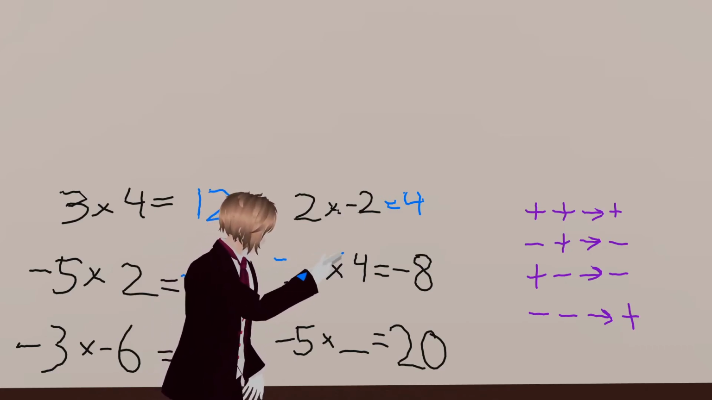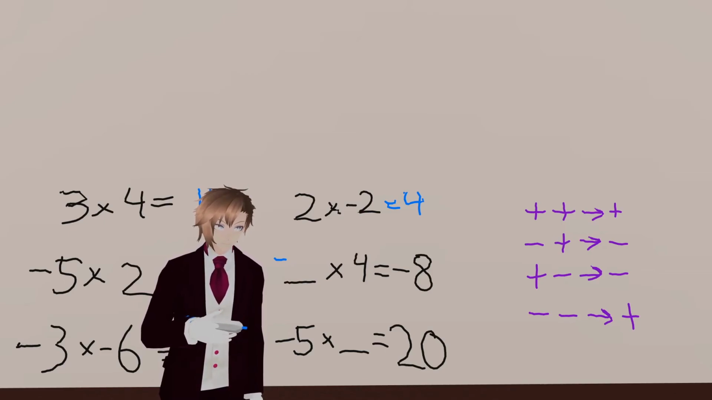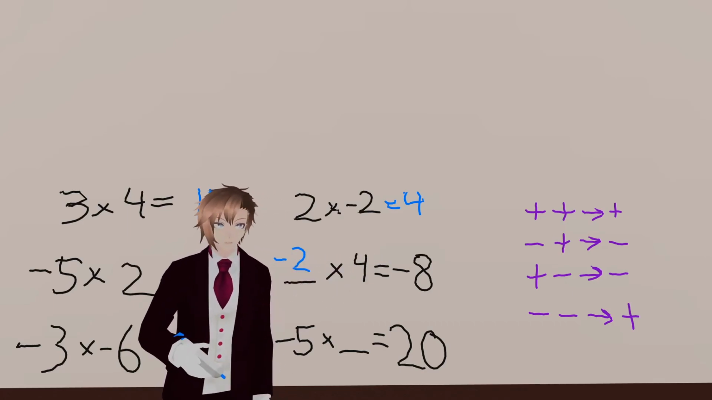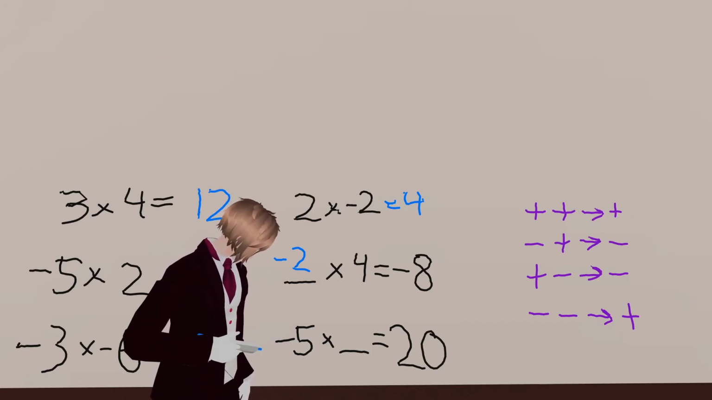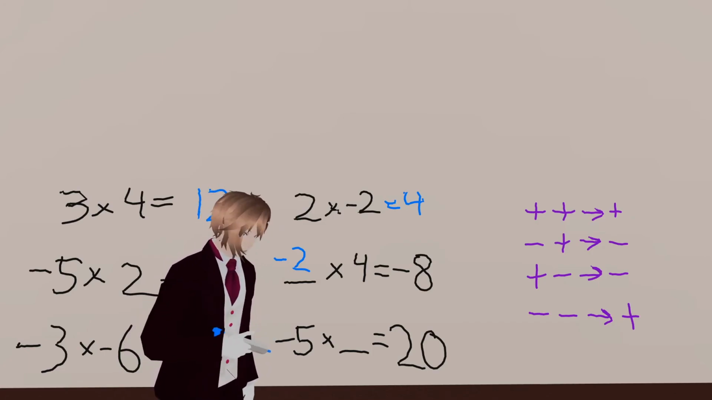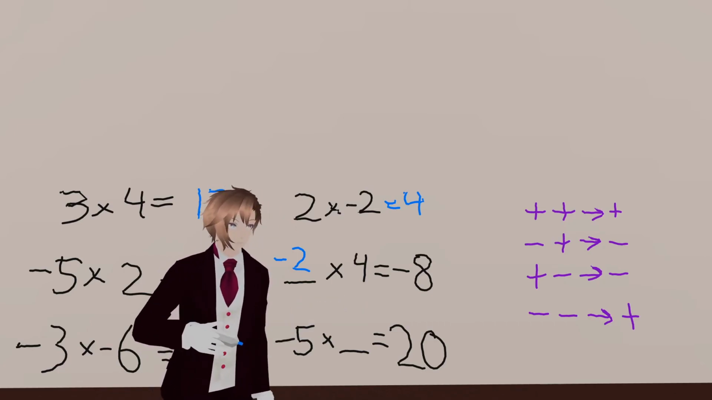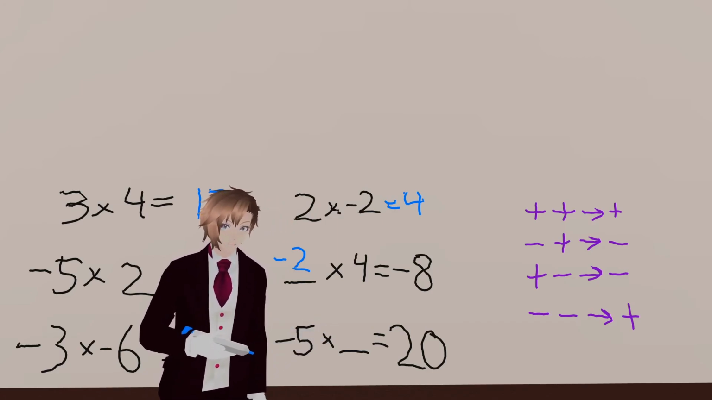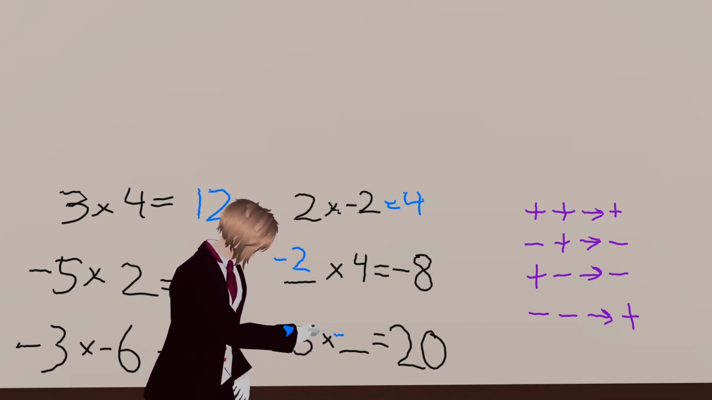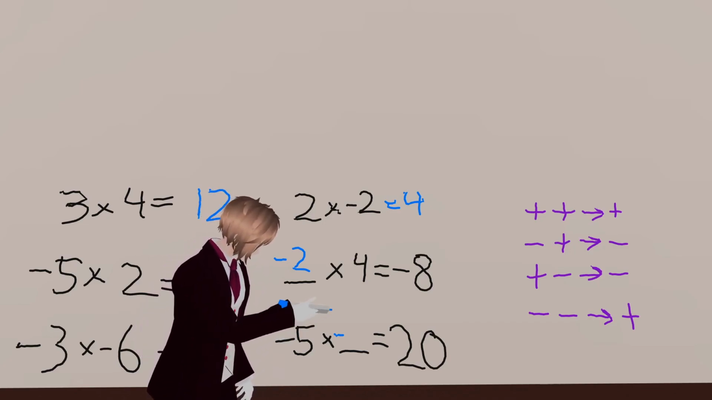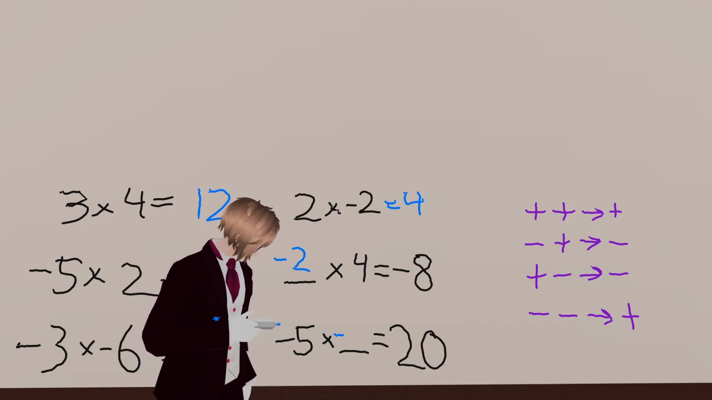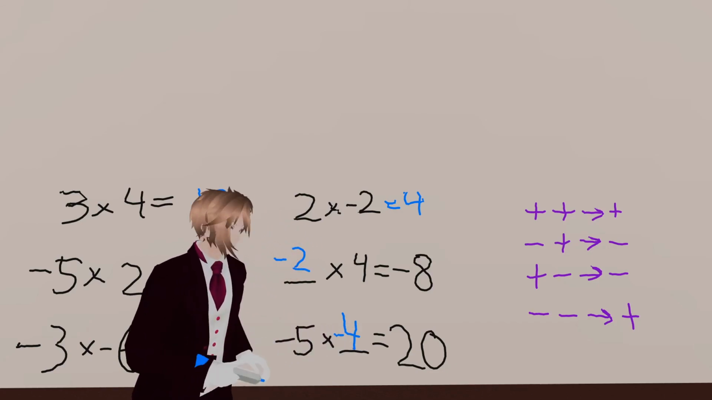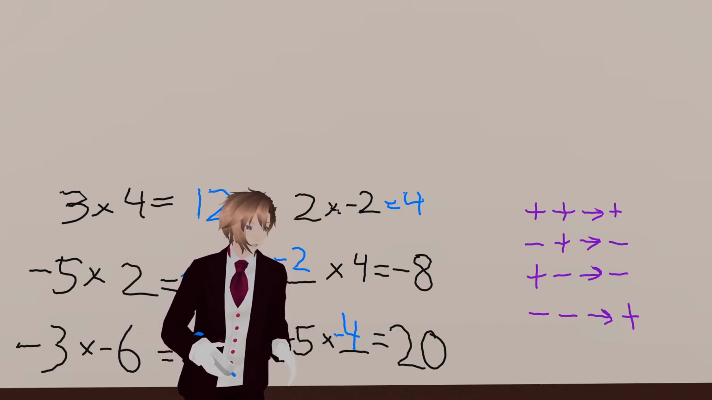So what times 4 gives me 8? Well, 2 does. And -2 times 4 gives me -8. Now this last one, we have -5 times something gives me a positive 20. So we have a negative, and then we're going to also need another negative, because 2 negatives make a positive. So 5 times what gives me 20? 5 times 4 is 20. So -5 times -4 equals a positive 20.